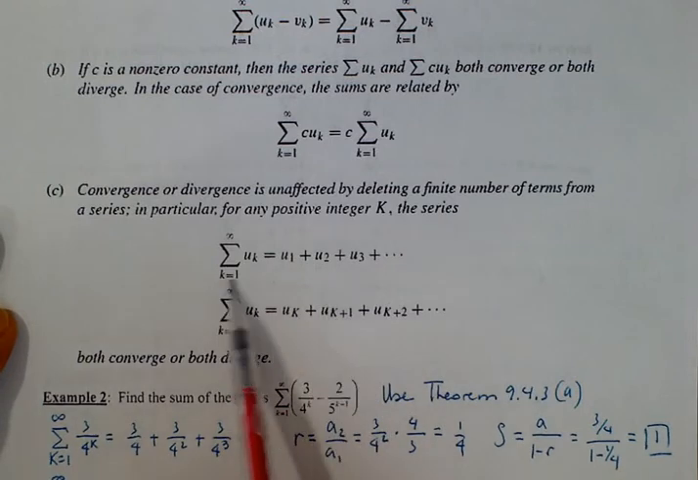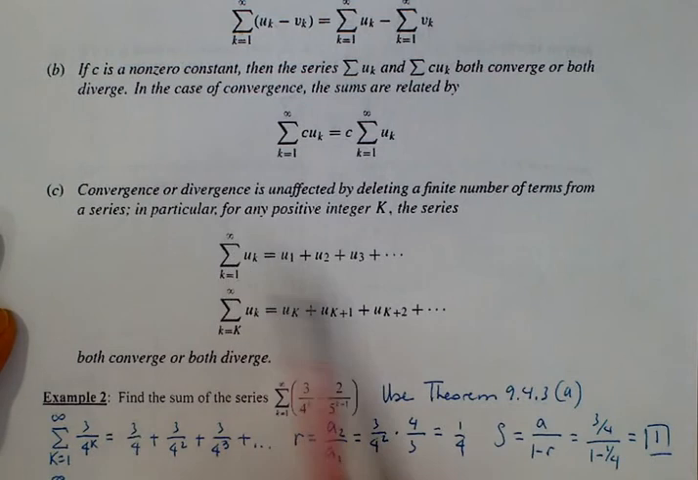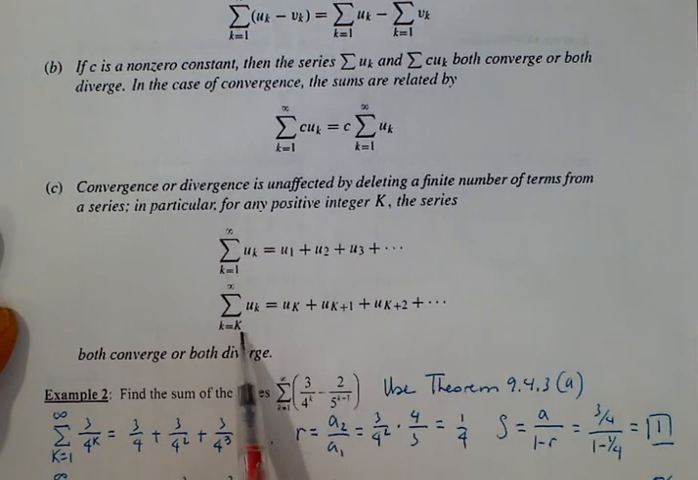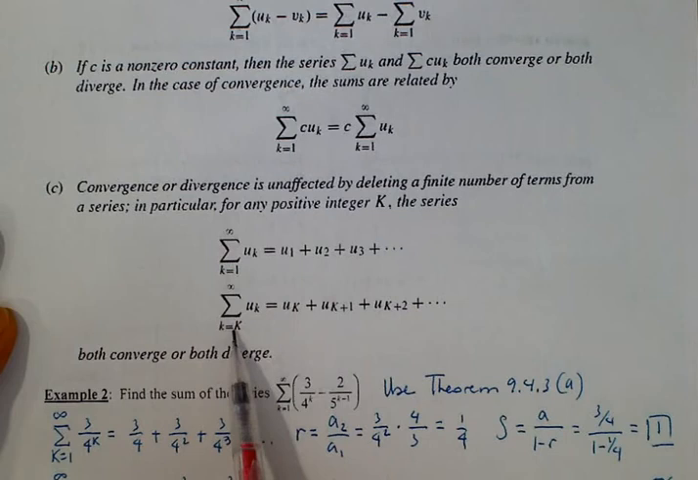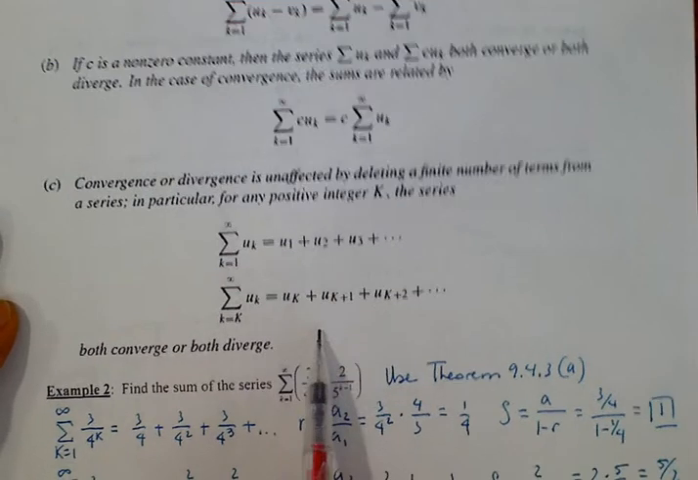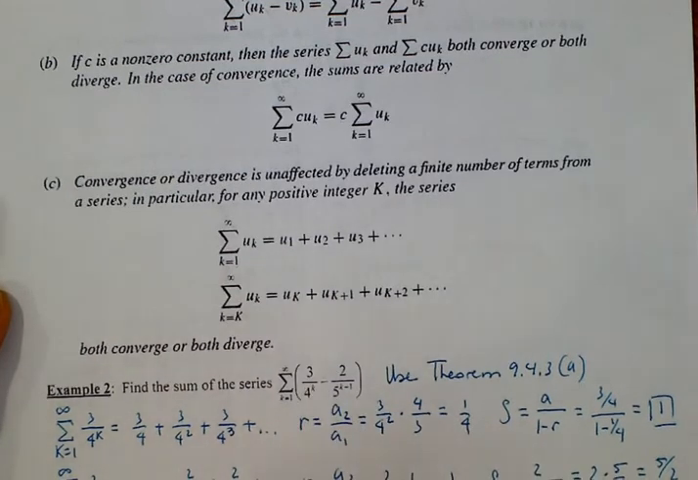So if you start off with k equal to 1 and then go out to infinity, versus k equal to any number, it could be even 50 if you wanted it to be, going out to infinity: if the previous one converges, it converges. If it diverges, then it diverges.